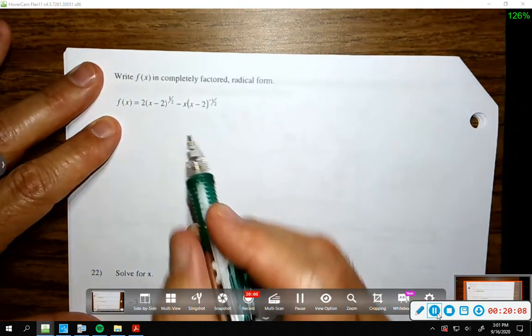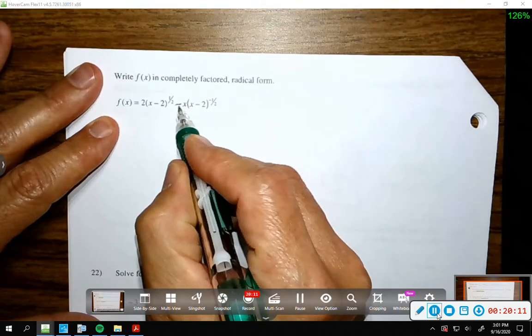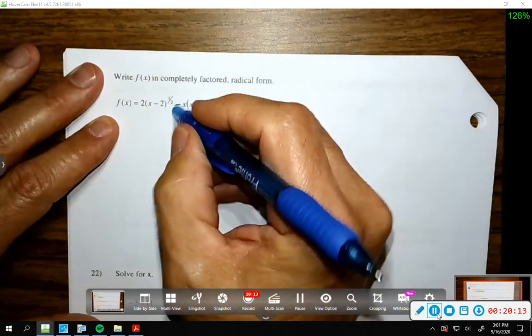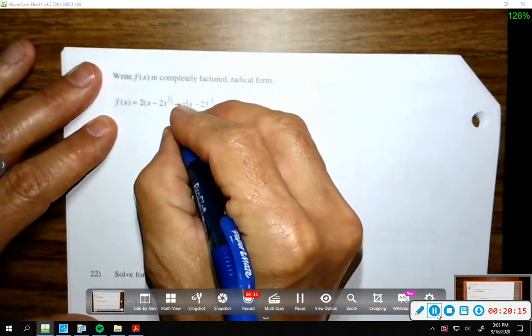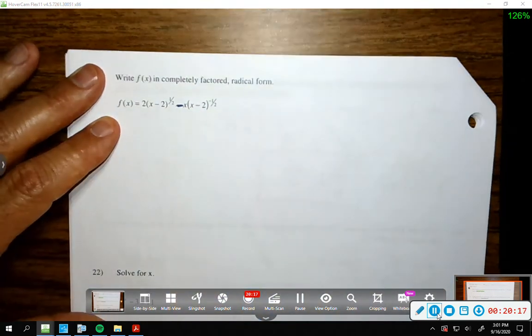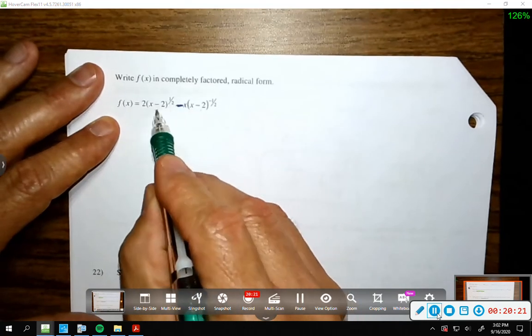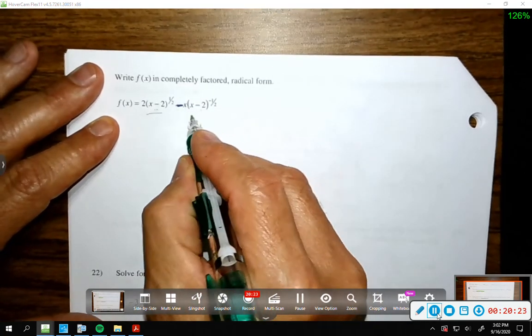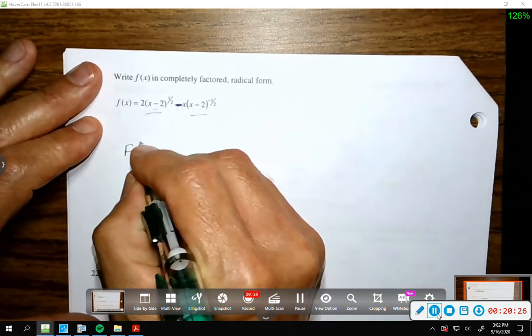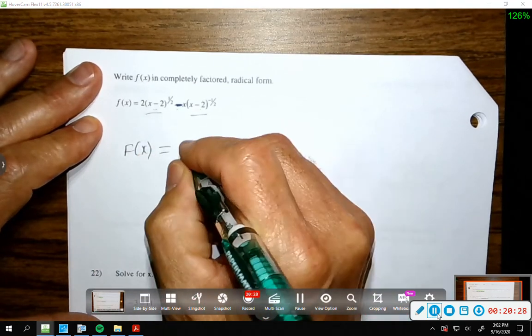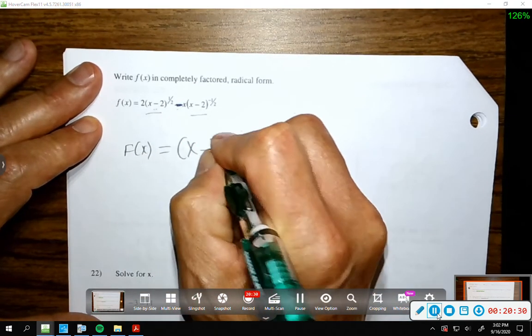The big separator is this subtraction sign right here. I'll actually put it in blue so you can see it. If I want to factor, are there common factors on both sides of that subtraction sign? Yeah, x minus 2. That's a common factor. So I can pull an x minus 2 out front.